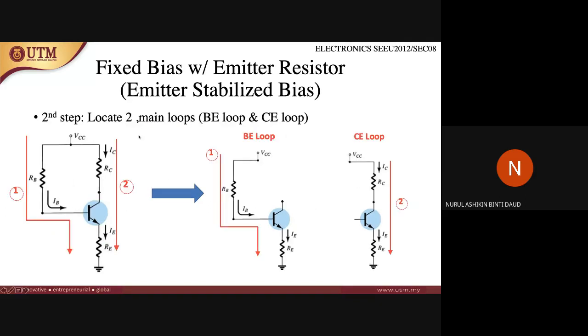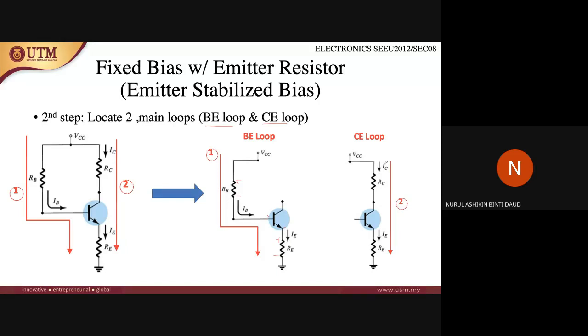Once you have removed the capacitor, you need to locate the main loops, for the BE loop and also for the CE loop. For the BE loop, it's going to look like this. Current flows from positive VCC here and enters RB, the resistor at the base. Current enters from here, so this is positive, and current comes out here, so this is negative. So this is the BE loop.